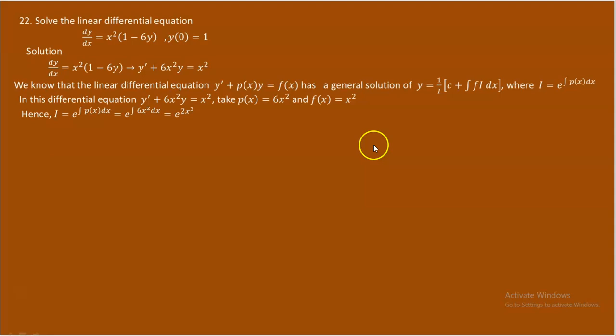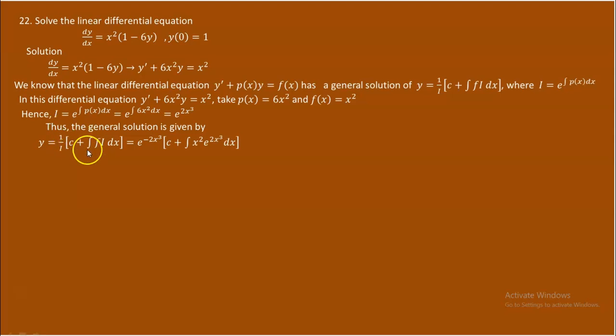Now copy this and paste here. The general solution, as you know, is given by the formula y is equal to 1 over I into c plus the integral of f I dx. So we knew what I is. I is e to the power of 2x cubed. So when you bring this 1 over e to the power of 2x cubed, it can be taken up with a minus, having minus in its exponent. So this comes e to the power of minus 2x cubed.